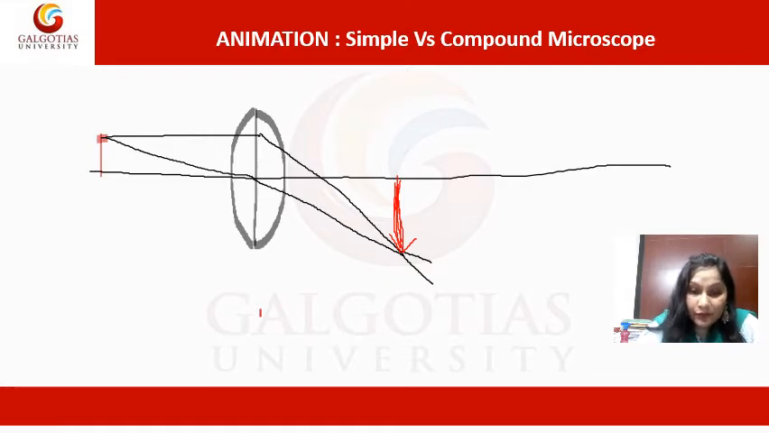Now suppose we use a compound microscope rather than a single hand lens, what will happen? Okay, I am putting one more lens over here, right?